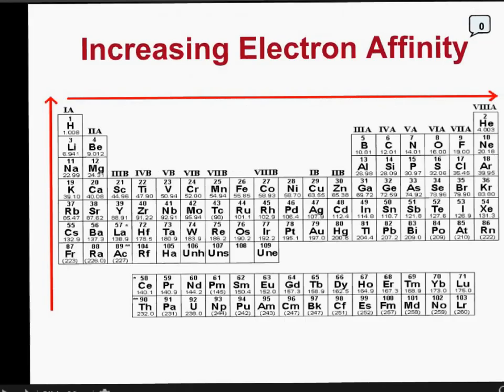And here's the trend again in graphic form: bottom to top, left to right. Noble gases, no, they do not. So, just like previously, it would stop right here, and the noble gases would indeed have no electron affinity. So, the trend, one more time, bottom to top, left to right, is the same trend we've seen for electronegativity, ionization energy, and electron affinity.